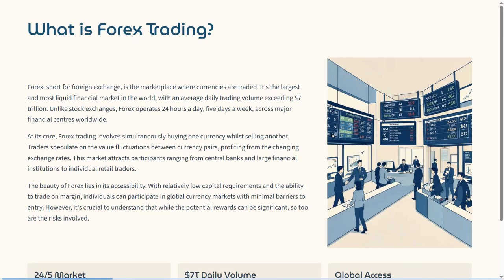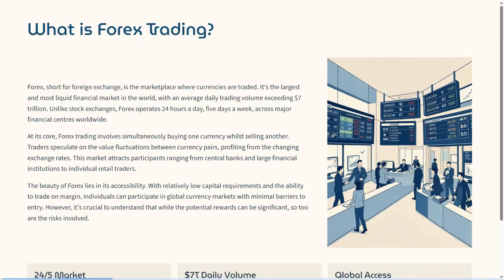Unlike the New York Stock Exchange or other markets, it's open 24 hours a day, 5 days a week. So the Forex market is only closed on weekends. You see how big this is. This is the most traded market in the world.